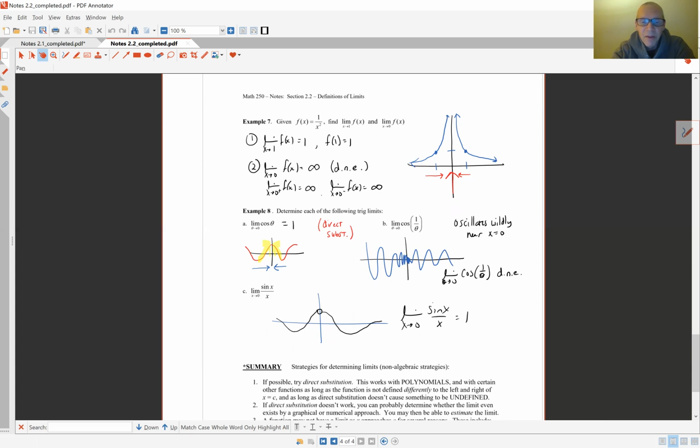Another one that might be kind of interesting is part C, the limit of sine of x over x, which turns out to be 1. One thing is you can graph the function. Of course, the function's not defined at x equal to 0 because we would be dividing by 0. So if we graph it with a graphing calculator, you'll see a graph with a hole at x equal to 0.